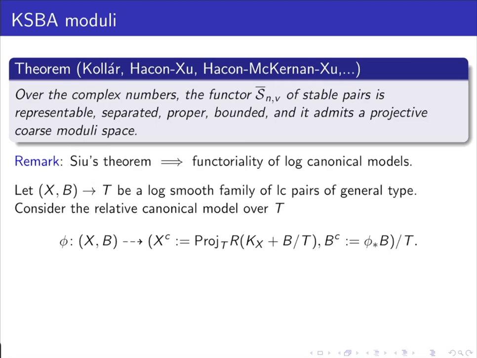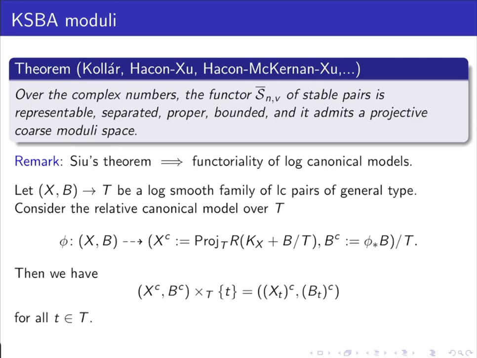So this will be a semi-log canonical pair, even log canonical in this case, with ample K_X plus B over T. But the nice thing is that the fibers will be the log canonical models of the fibers of the original family. So in other words, forming the log canonical model commutes with base change. And this is certainly a very, very desirable property to have when you are considering moduli of stable pairs, which are obtained by taking the log canonical model.